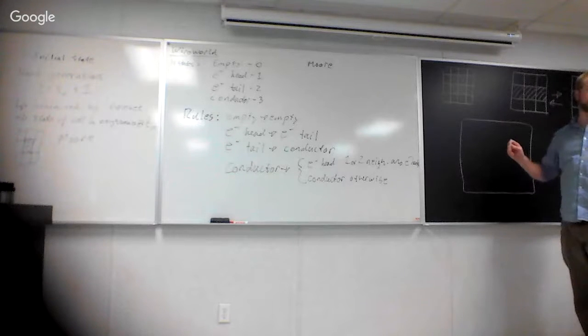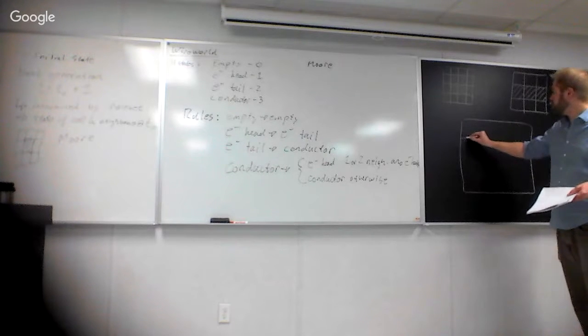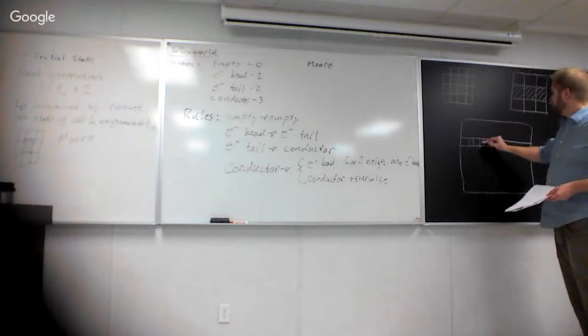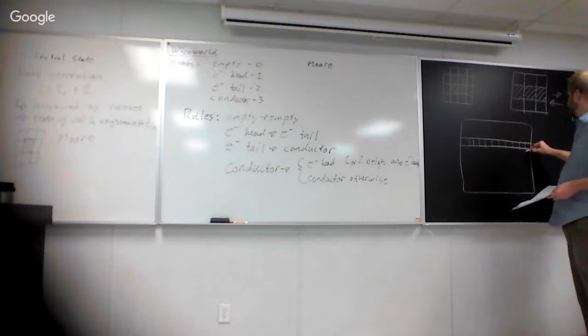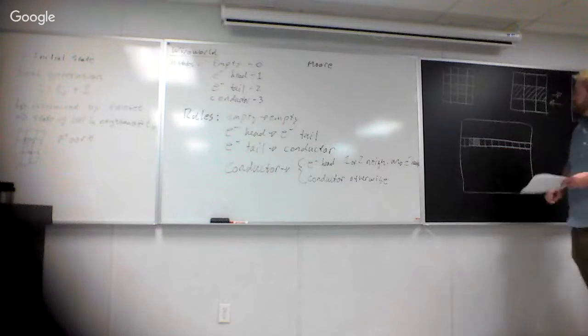Basically, we can just ignore everything that's empty, where there aren't conductors or electrons. We can have some path. Okay, there's a path. This is all conductors. And what's going to happen if I put an electron head here and an electron tail here?